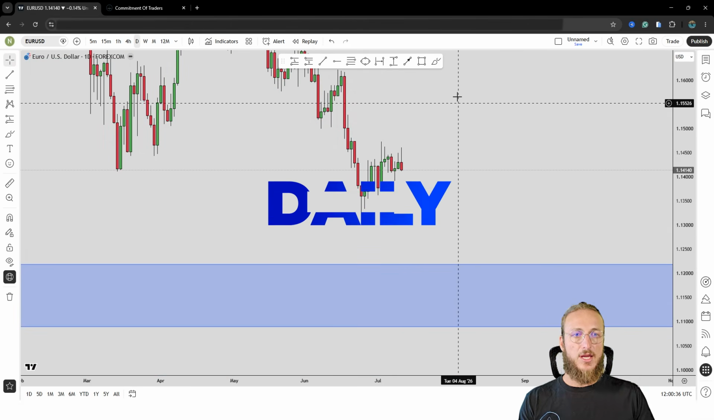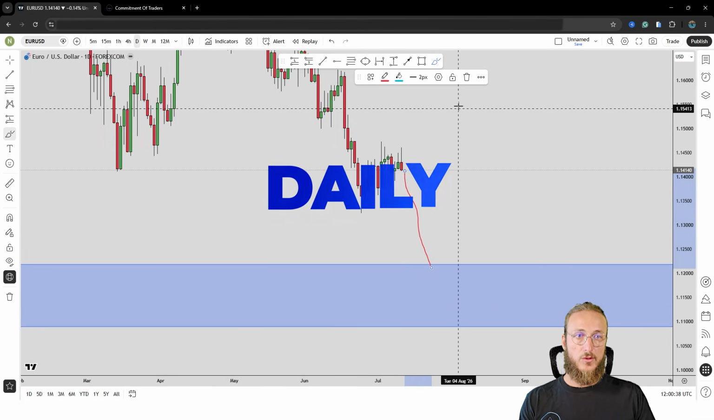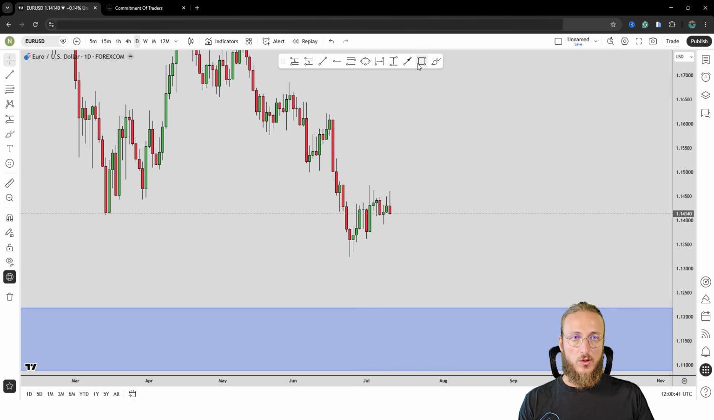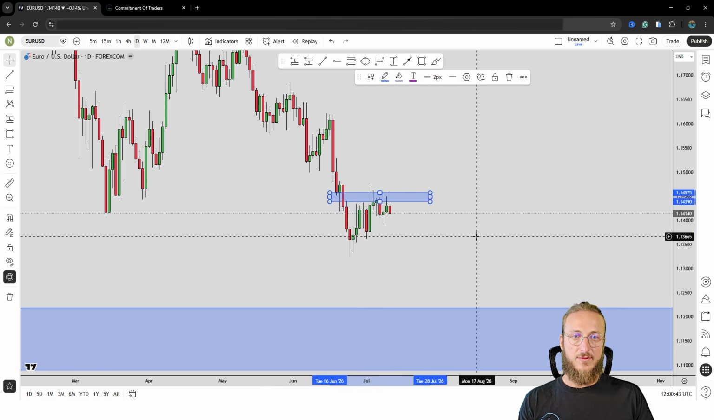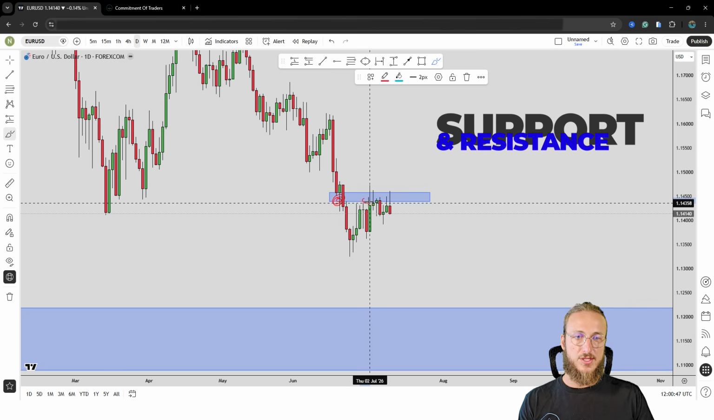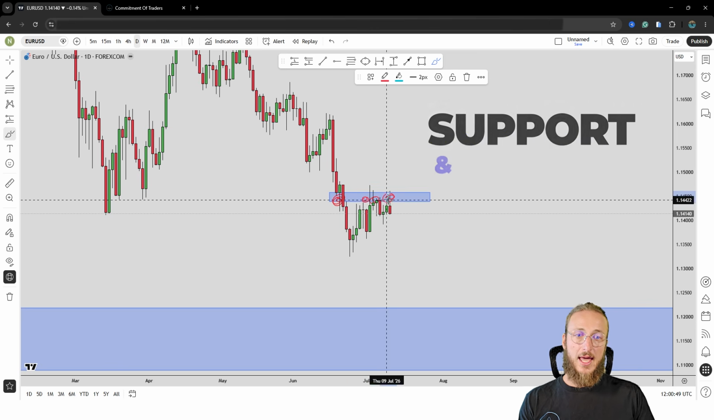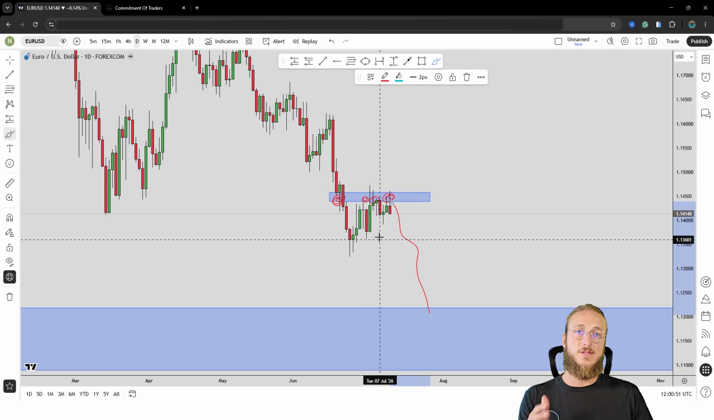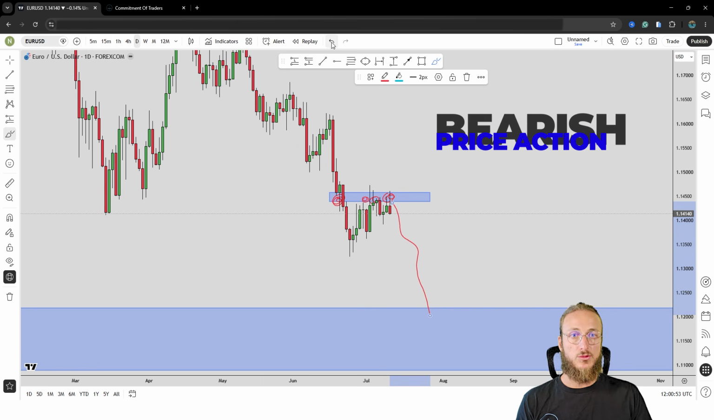Now, here on the daily, we can notice that again, there is room for this push lower. What we can also notice is that from a daily perspective, this level is exactly the level of previous daily support turned resistance here, here, and here. And from this level, there is good probability of seeing bearish price action into this zone.